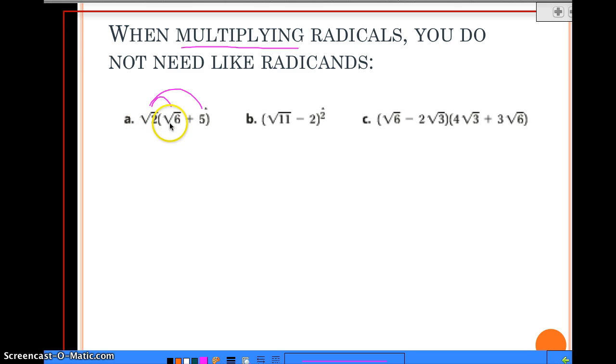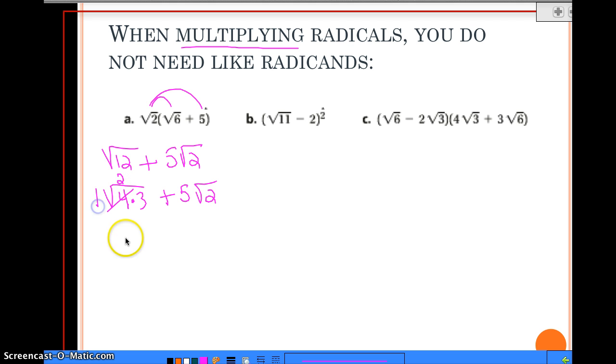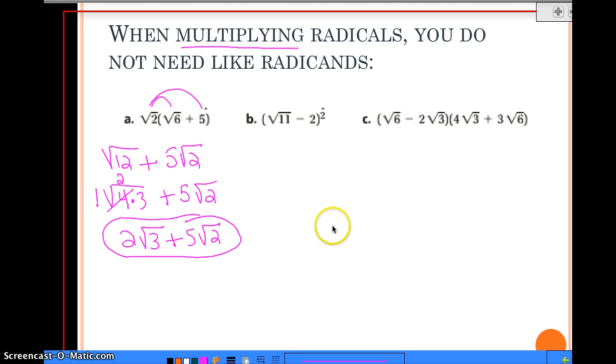So I have 1 root 2 times 1 root 6 is 1 root 12. Plus 1 root 2 times 5 root 1 would be 5 root 2. They don't put the imaginary ones in there. Now the square root of 12 can be simplified to 4 times 3 is 12. Square root of 2 is already simplified. Square root of 4 is 2. 2 times 1 is 2 root 3 plus 5 root 2. Notice that my radicand 3 is different than the radicand 2, so I cannot add those together. That's the simplest form. The next problem sneaks up on a lot of kids.